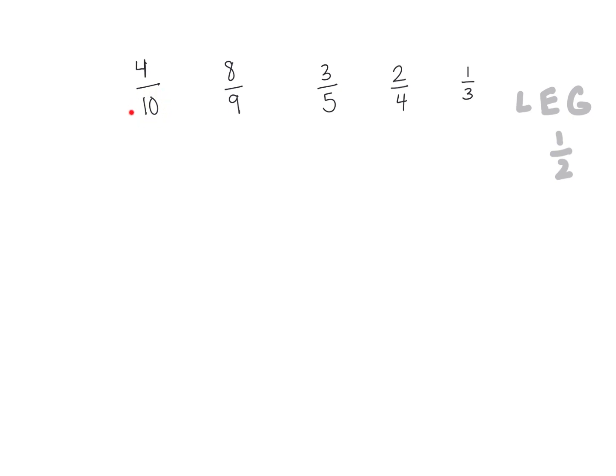Our denominator is 10. Half of 10, or 10 divided by 2, would be 5. I then want to compare my numerator 4 to half of my denominator. Half of my denominator is 5. 4 is less than 5, so I'm going to add an L to this one. 4/10 is less than 5/10, which is the same thing as 1/2.